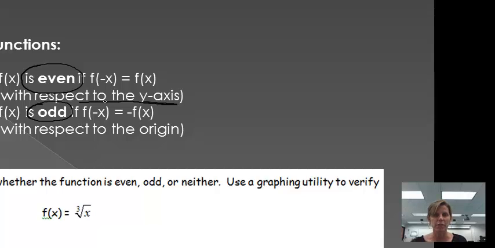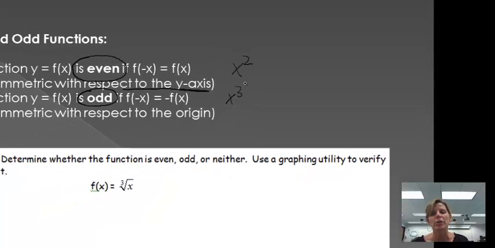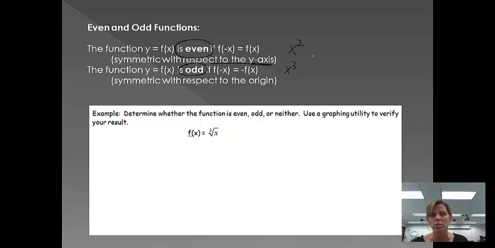Just a couple of things. Even functions, just a few examples of them. If I have like x squared, x to the fourth, x to the sixth, even functions, they have even powers. Generally, if I have an odd function, we might have x to the third, x to the fifth. They have odd powers. That's not the only way to tell if a function is even or odd because they don't always have even or odd powers, but that's one kind of quick way to check.